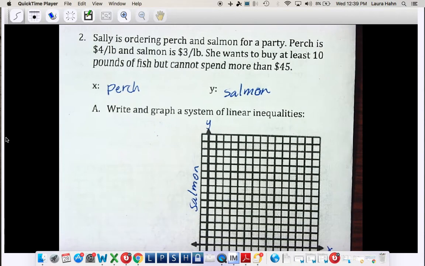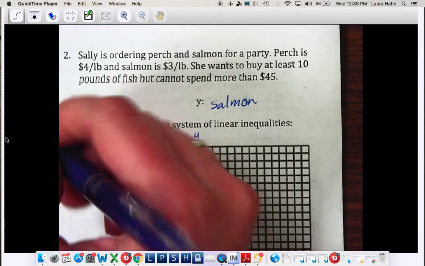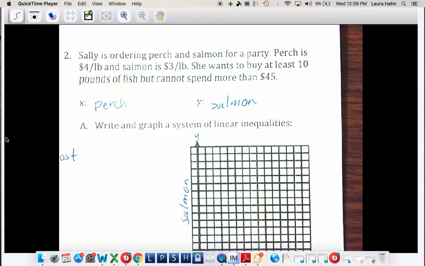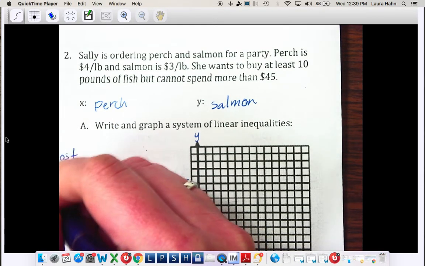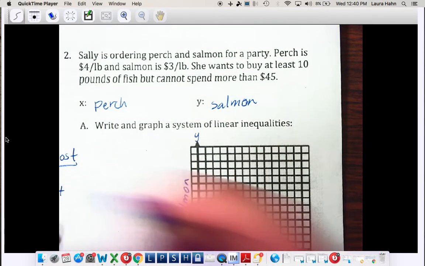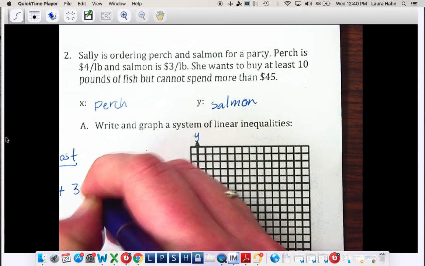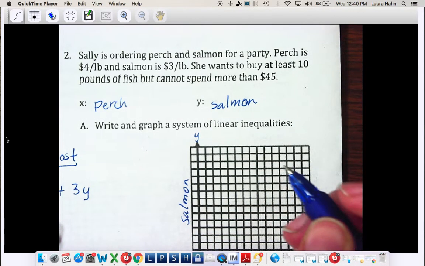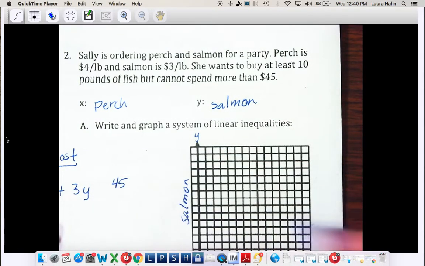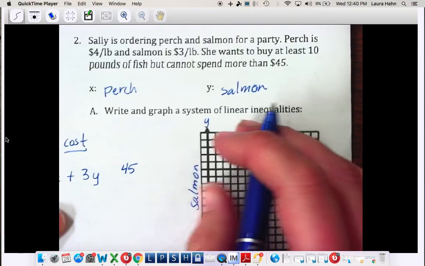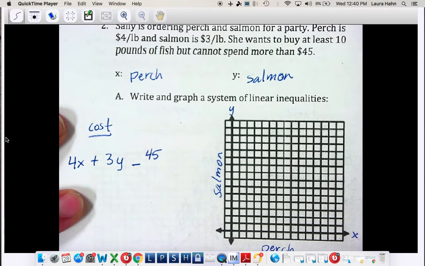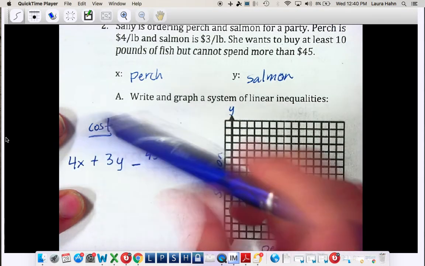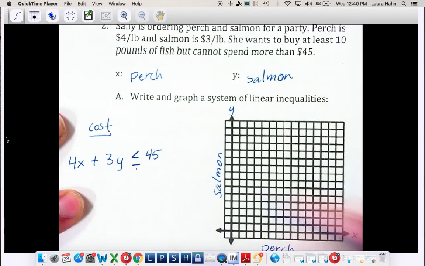Okay, so let's go ahead and write our inequalities. I know one inequality is going to be written about the cost. I know perch costs $4 per pound. Plus, I know salmon is $3 per pound. And I have $45 to spend. It says I cannot spend more than $45. Sorry. So I know I can spend 45. I just cannot spend more than 45. So I want what I spend to be less than or equal to 45.